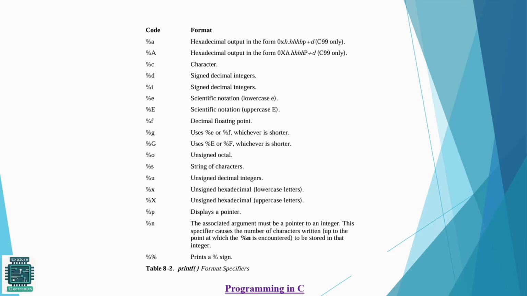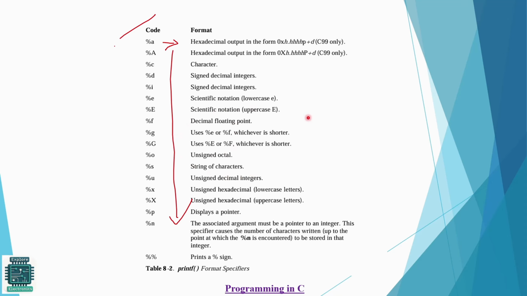And this is an overall summary of what all the printf format specifiers are present. %a, %c, all the things can be seen over here, and with each format we can see what it stands for and how we will use it. Here it is a code and here it is a format. Here %% prints a percentage sign, %p displays a pointer, and %s is a string of characters.